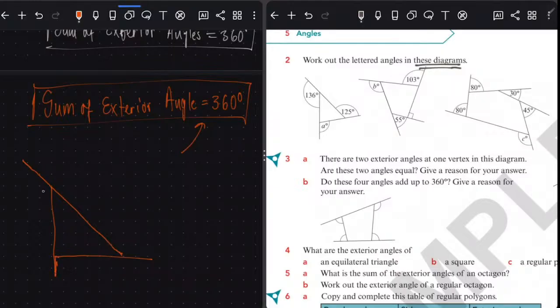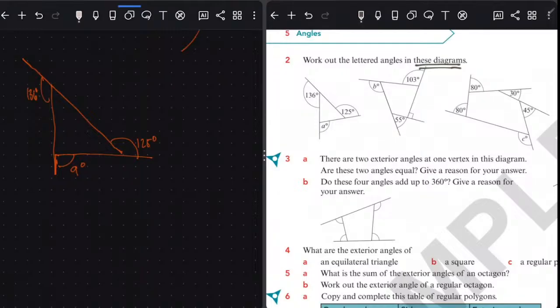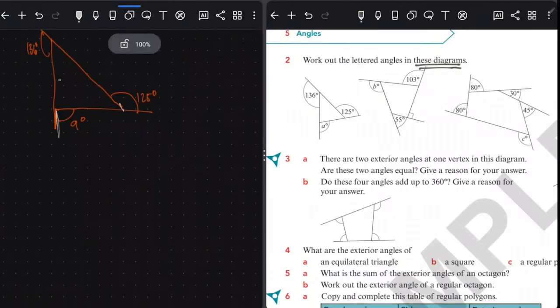Then I want you to say here 136 degrees. Then here 125 degrees. Then here A degrees. Then they want you to find A. Well, I do not care what they want you to find. As long as it's a polygon and it's not parallel lines, the question you should ask yourself is, is that an interior or exterior angle? Is A inside the shape, or is it outside?